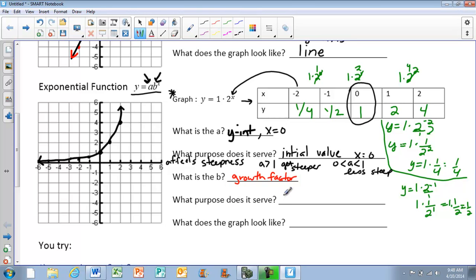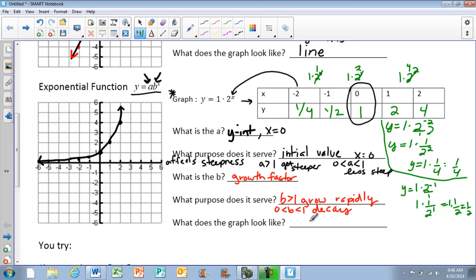So what purpose does it serve? It tells us if it's going to grow or if it's going to decay. If B is bigger than 1, it's going to grow rapidly. And if B is between 0 and 1, we're going to have decay.